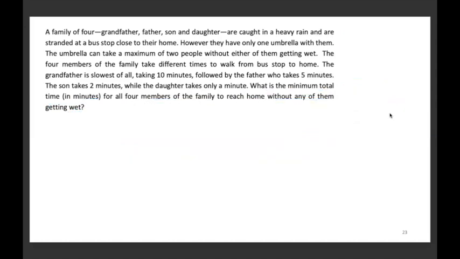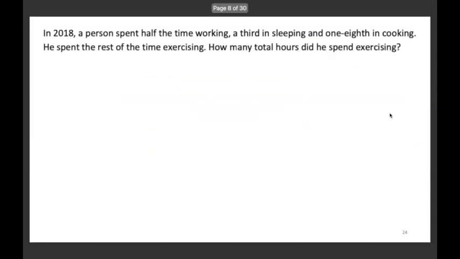Sure. We'll move to the next one. In 2018, a person spent half of the time working, a third in sleeping, 1/8 in cooking. He spent the rest of the time exercising. How many total hours did he spend exercising?